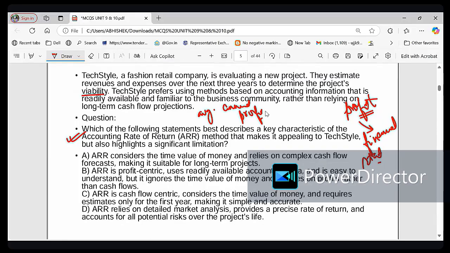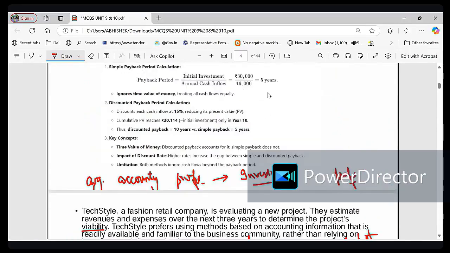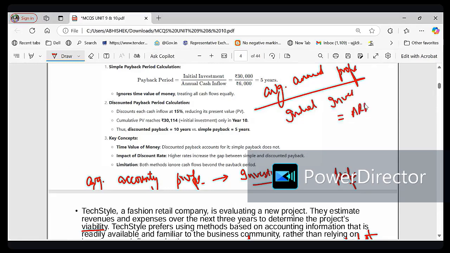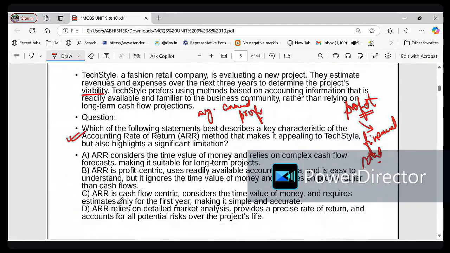So what is the formula for calculating ARR? It is very simple. In the numerator, you write the average annual profit, and in the denominator, you write the initial investment. This is how we calculate ARR, accounting rate of return: average annual profit upon initial investment. Now, can you tell me the answer? What is the key characteristic of ARR and what is the limitation of ARR? In one question, both have been given, the limitation as well as the characteristics.